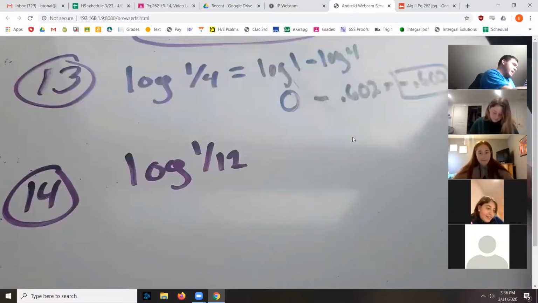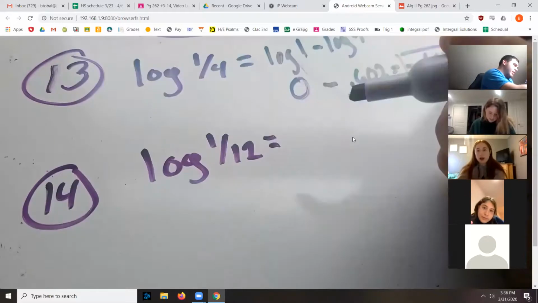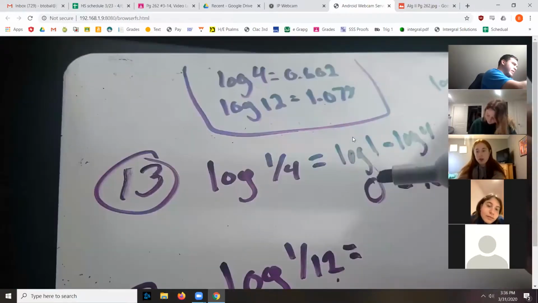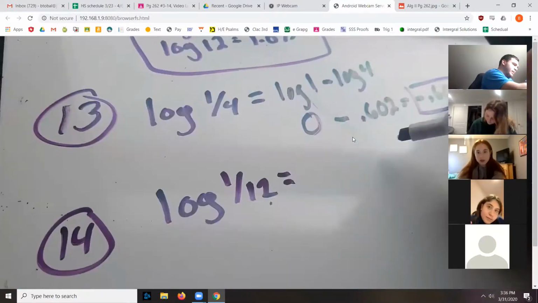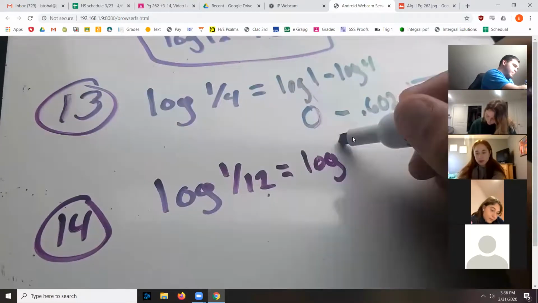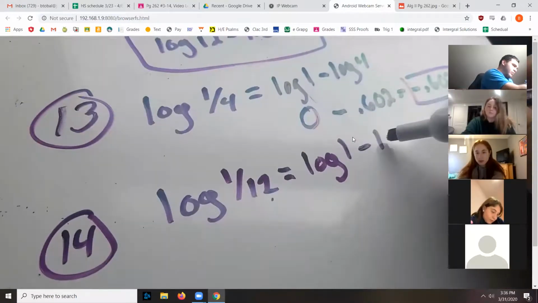All right, and we're on the last piece of the homework. It's the same. We already have 12 in our given, so we can rewrite it as log 1 minus log 12.